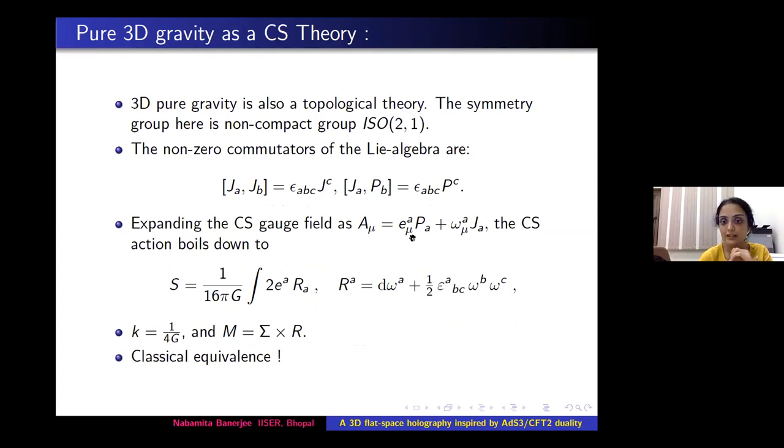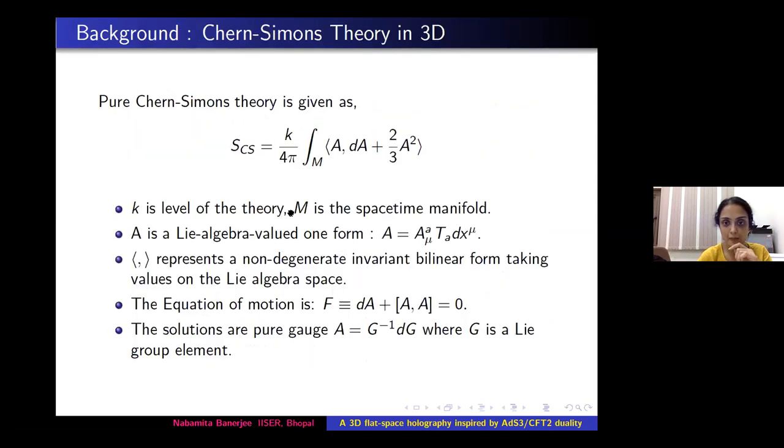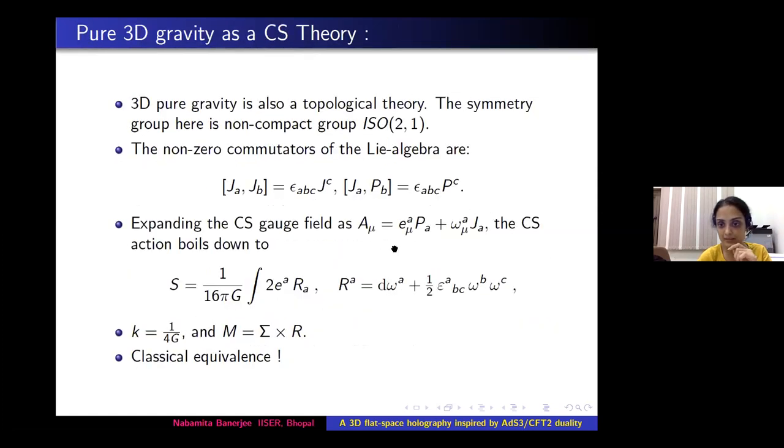To do that, then of course this expansion will bring into the picture two different fields, one I have denoted by E and one I have denoted by omega. And then you can write down the Chern-Simons action, and you will see that the Chern-Simons action will just look like this. So this action, when you expand A as this and use the metric for ISO(2,1), then the Chern-Simons action will simply boil down to, it's a very easy computation, to this.